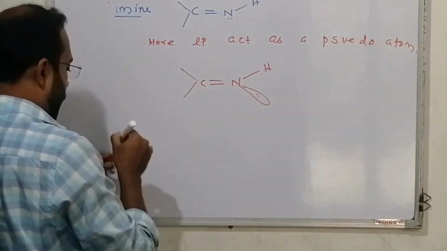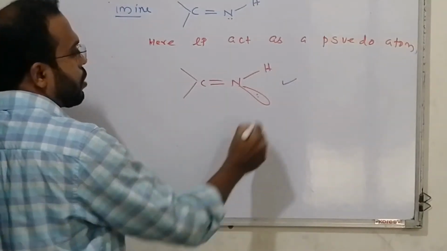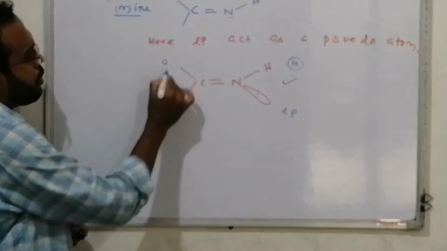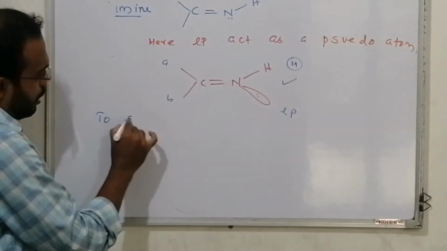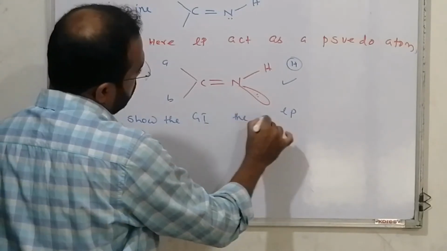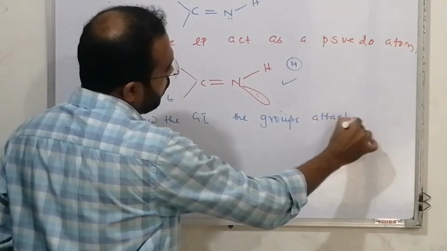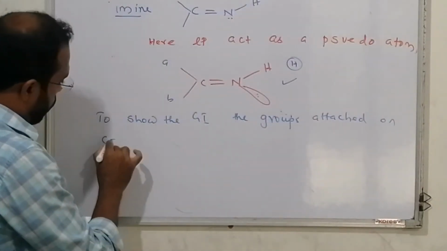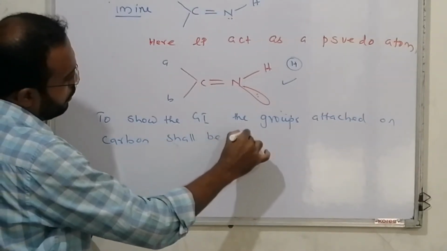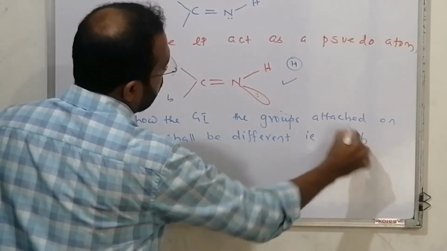Here a carbon. You imagine the lone pair as an atom. Therefore, this side is always okay because here lone pair, here hydrogen. Now, to show the geometrical isomerism, the groups attached on carbon shall be different. That is, A should not be equal to B.